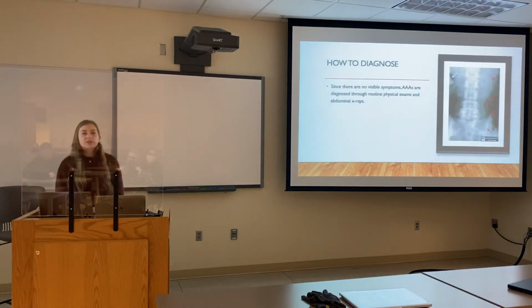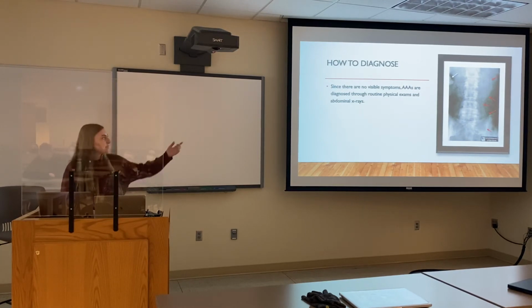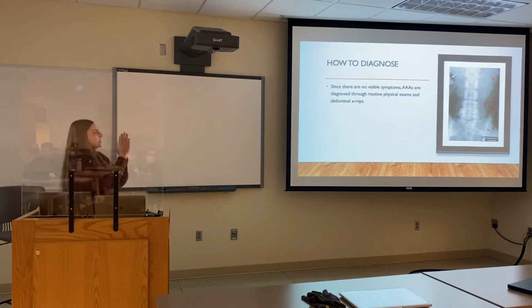So how to diagnose this? Since there aren't very many symptoms, abdominal aortic aneurysms are usually diagnosed through routine physical exams or often abdominal x-rays. And you can kind of see in this picture, the red arrows are outlining it. It's really hard to see because you see the bones of the spine, but then you can kind of see the outline, and that's the bulb-like shape of the aorta. And so doctors will look at that to look at any swelling and just see the shape of the aorta.